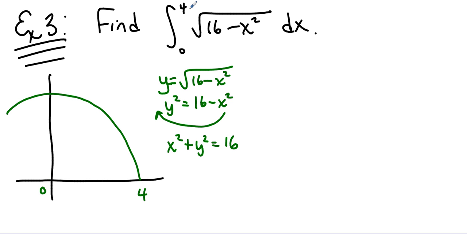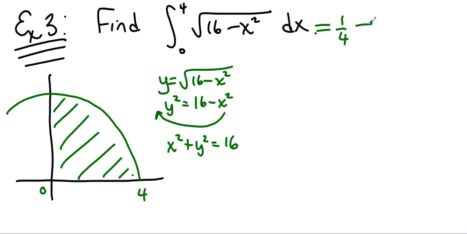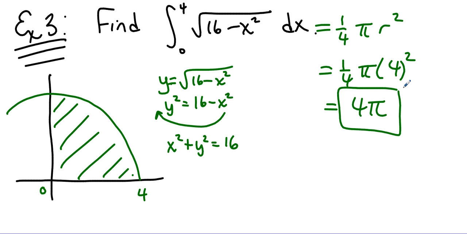And so the area, the integral from 0 to 4, is this area. And we know what that area is. This area is a quarter circle centered at the origin of radius 4. So this integral has the value 1/4 of the area of a circle. No need to bring in a Riemann sum. No need to panic over what do we do with the i's.